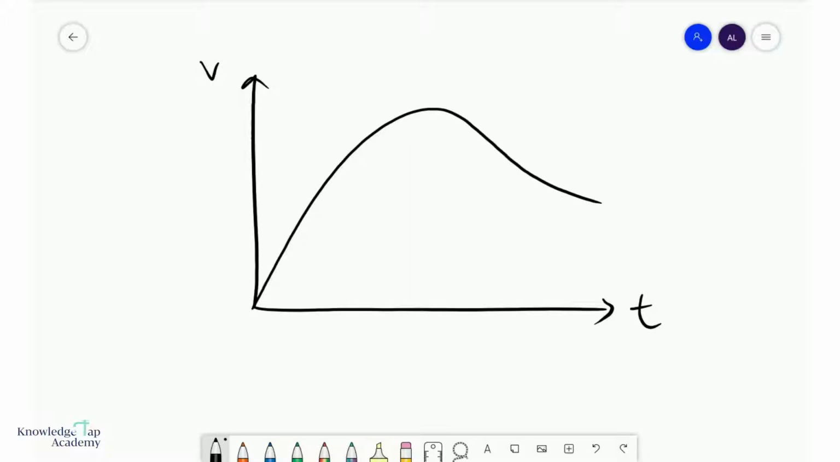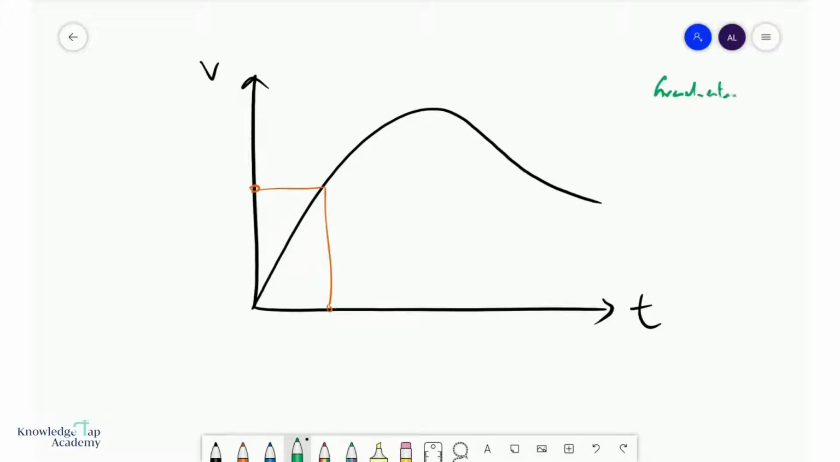Now, typically when we look at a motion graph, there are three things that we must be able to do. Number one, of course, we can read off the graph directly. So this graph tells you the value of the velocity at any given time. Now, we must also understand how to read gradients of the graph.